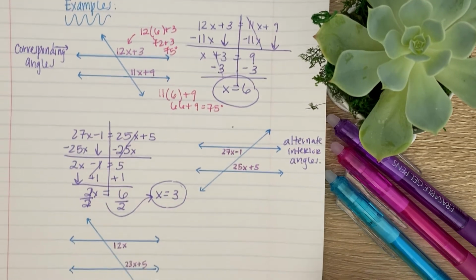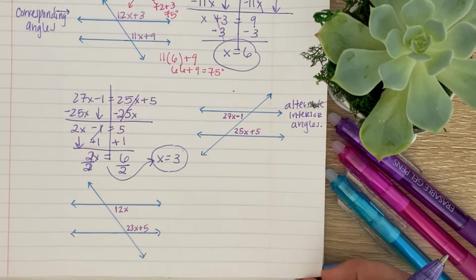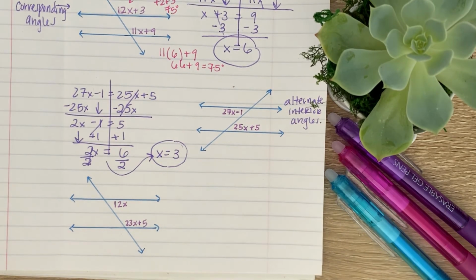All right, and here we have our last example. Two parallel lines cut by a transversal. Now we have these two angles, this one and this one. This is interesting because these two angles are on the same side of the transversal, but they're also in between lines A and B. So these are same side interior angles.